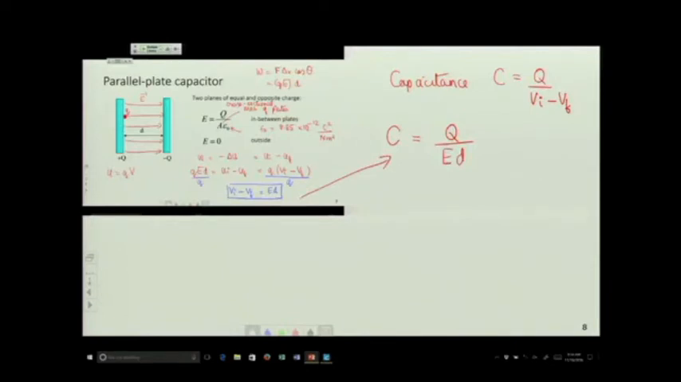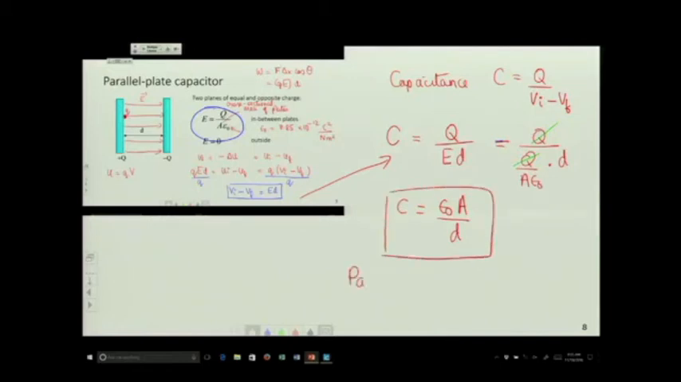But now I know that E is equal to Q over A epsilon naught. So let me replace that in here. Q over E, which is Q over A epsilon naught times d. So the Q's are going to cancel, and I can bring A epsilon naught to the numerator. So I have epsilon naught A over d. So this is the capacitance of a parallel plate capacitor.